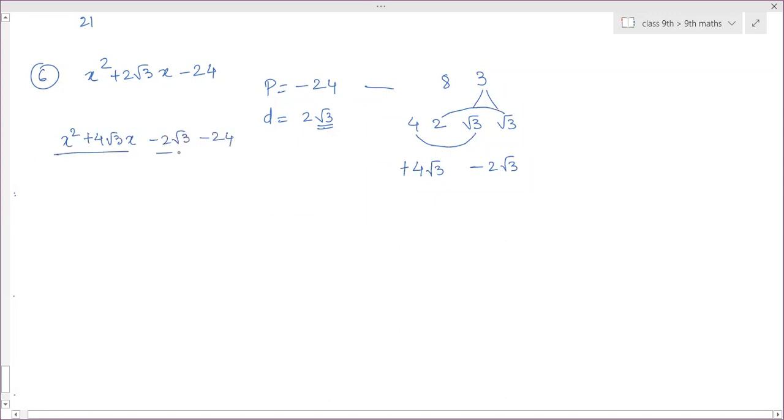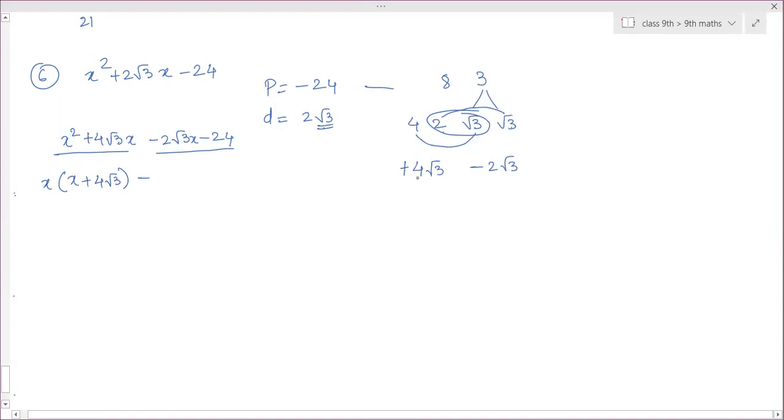Now we have to factorize it. Now here x is the only one factor common. So x into x plus 4 root 3. Okay. Now minus, what do we have to take common from this? 24 we have written as 4 into 2 into root 3 into root 3. Here it is 2 root 3. So can we take 2 root 3 common? So after taking 2 root 3, what is left out?